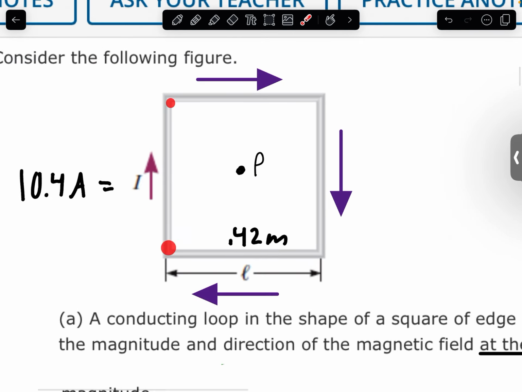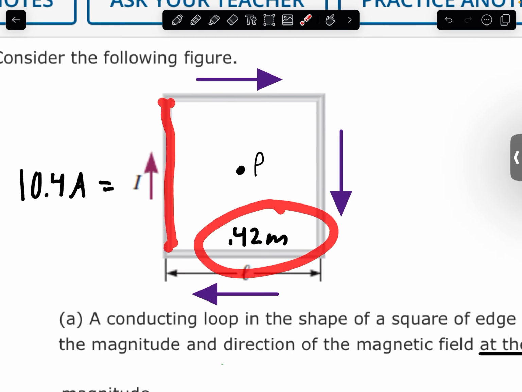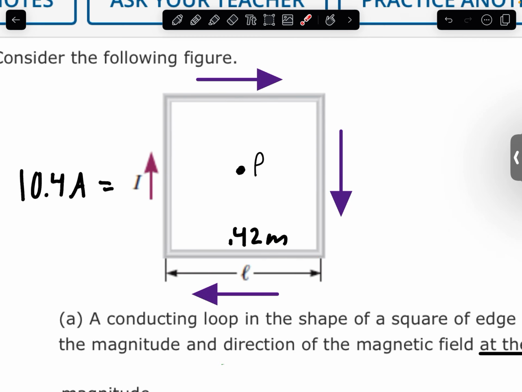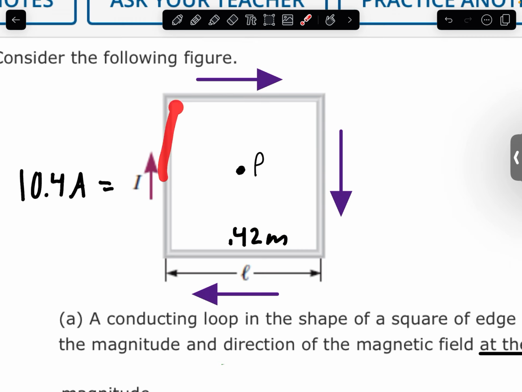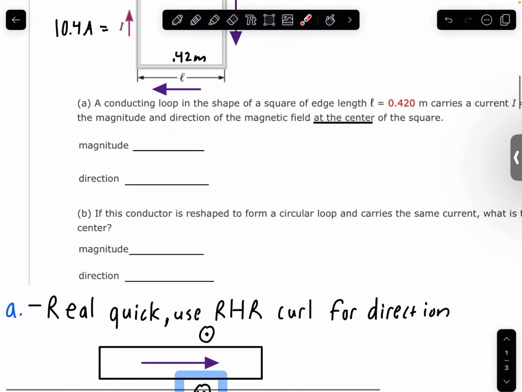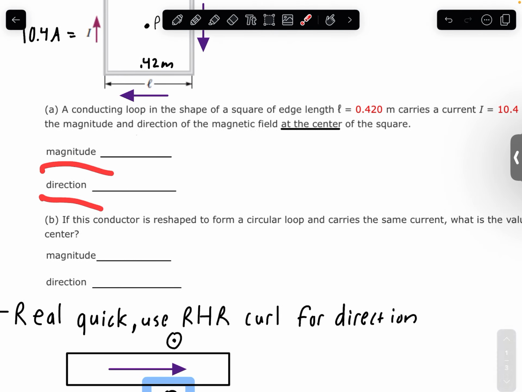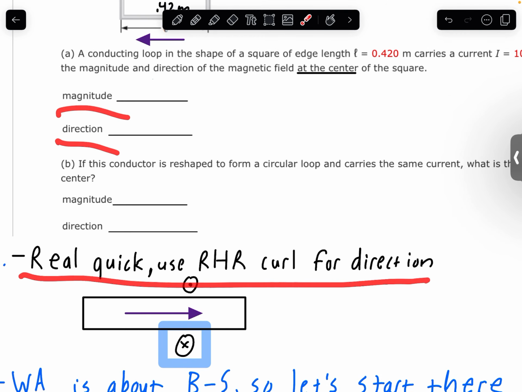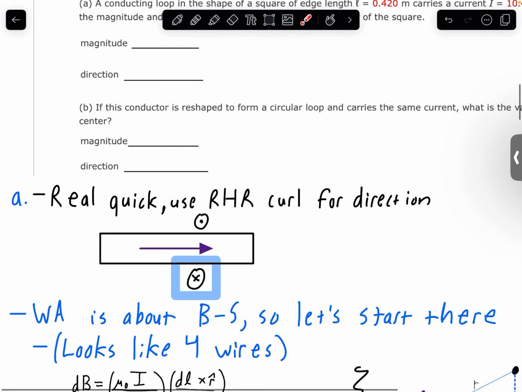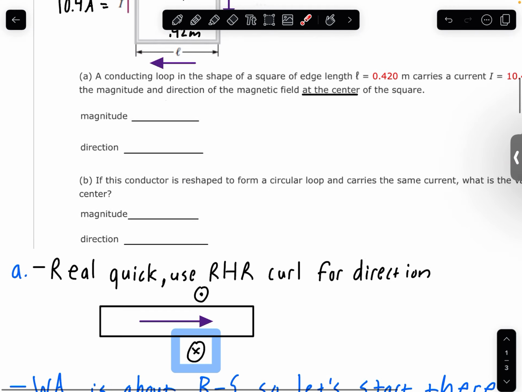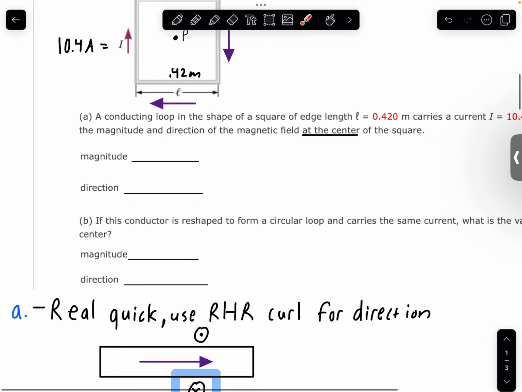So each one of these sides is 0.42 meters, and they all carry this current, which we know travels clockwise, based on the given direction here. They ask for magnitude and direction, and real quick, we could use the right-hand curl rule for direction. I chose this top piece, by the way, but it applies for any piece you choose.